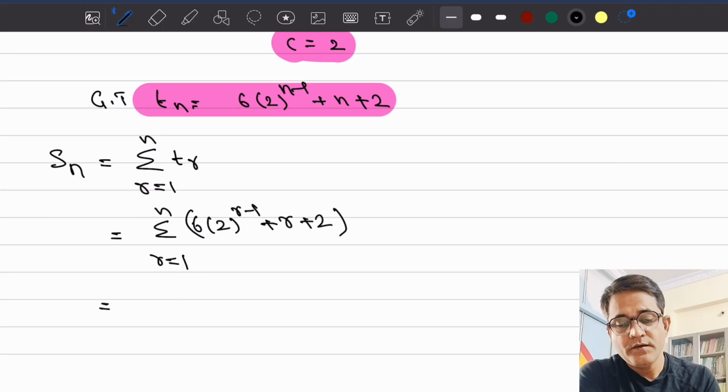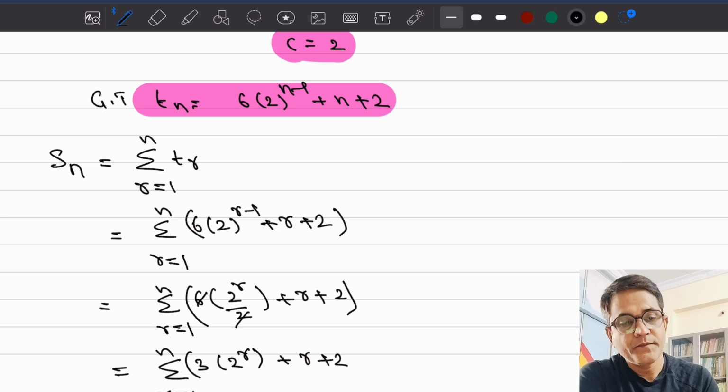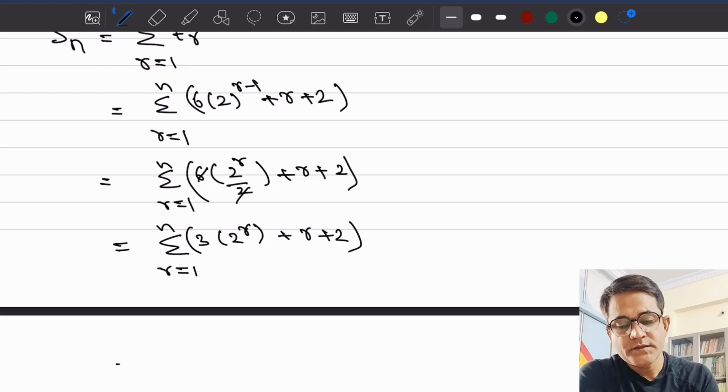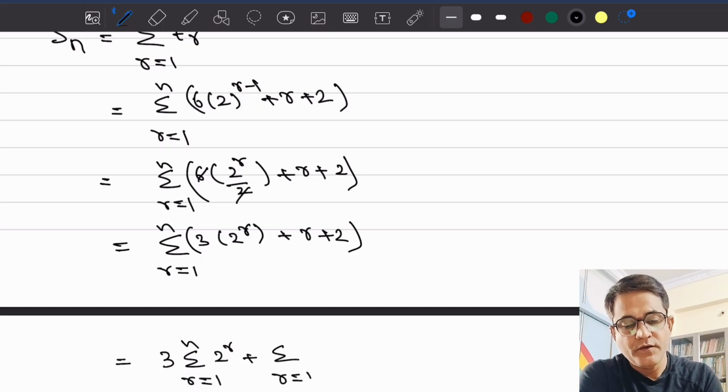Now open the sigma. Therefore we can further simplify. Sigma r varying from 1 to n of 6 into 2 power r by 2 plus r plus 2. This implies sigma r from 1 to n of 3 into 2 power r plus r plus 2. So this implies 3 outside: 3 into sigma r from 1 to n of 2 power r, plus sigma r from 1 to n of r, plus sigma r from 1 to n of 2.